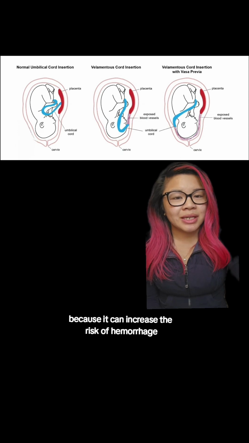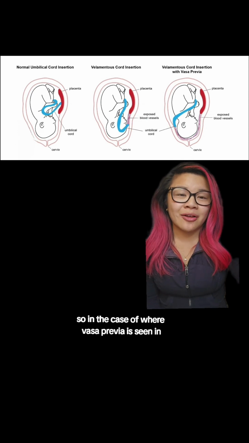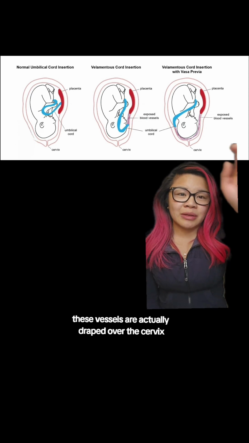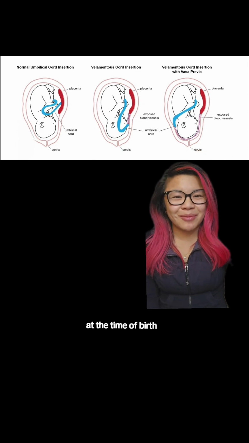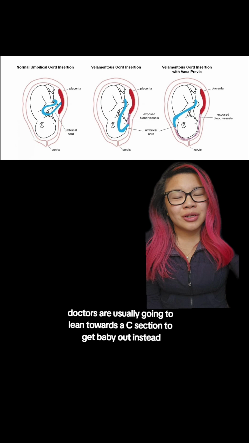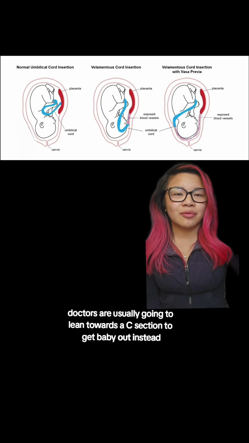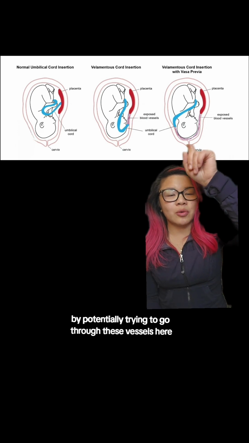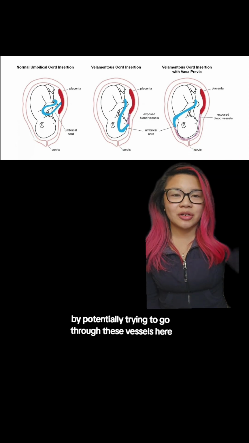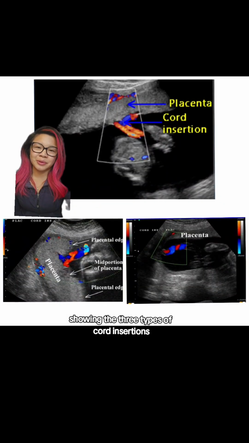This is dangerous because it can increase the risk of hemorrhage, as in it probably will. So in the case where vasa previa is seen and these vessels are actually draped over the cervix, where baby should be coming out at the time of birth, doctors are usually going to lean towards a C-section to get baby out instead of risking mom's life as well as baby's life by potentially trying to go through these vessels here and causing mom to hemorrhage. And these are ultrasound pictures showing the three types of cord insertions.